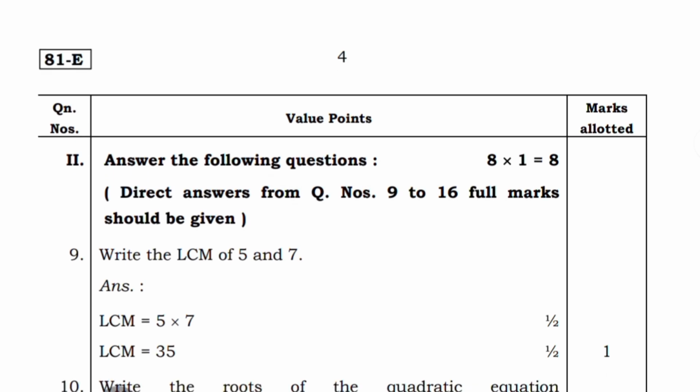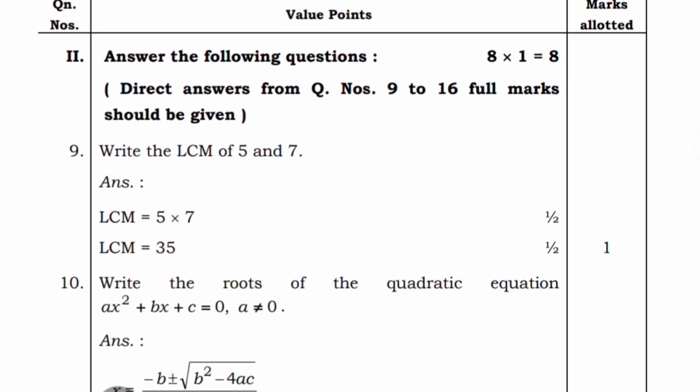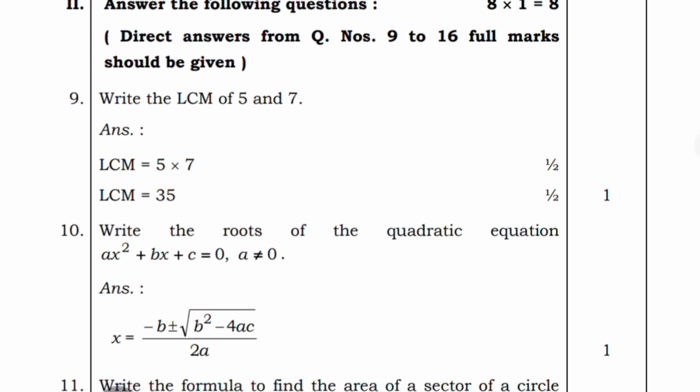Coming to the 1 mark questions, here they ask you to write direct answers. If you write the direct answer, they will give you the full marks. Write the LCM of 5 and 7. LCM is equal to 5 into 7, LCM is equal to 35.